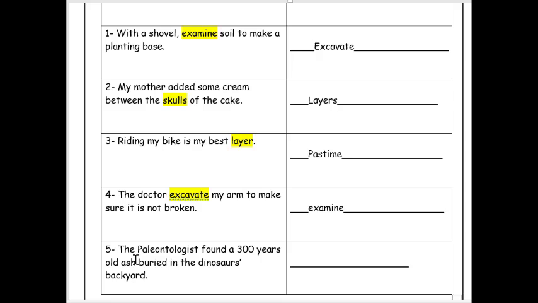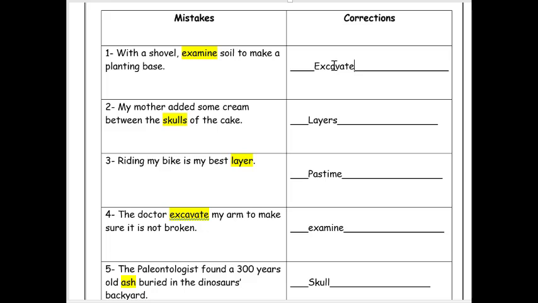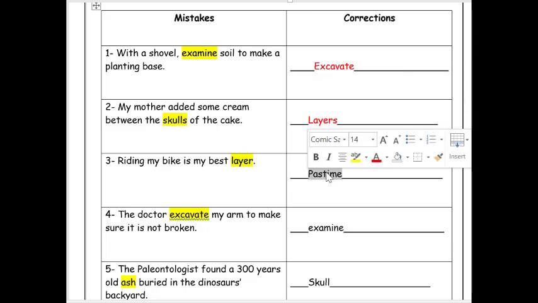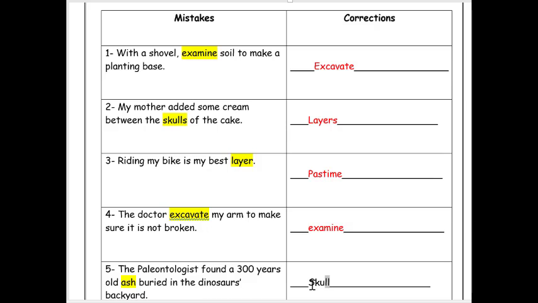Number 5, the last one. The paleontologist found a 300 years old ash buried in the dinosaur's backyard. So the wrong word here is ash. It should be skull. So here are the right words: excavate, layers, pastime, examine, and skull.